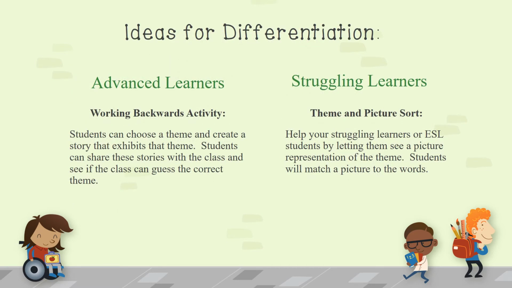Some ideas for differentiation. For your advanced learners, you could use the working backwards activity. Students can choose a theme and create a story that exhibits that theme. Students can share these stories with the class and see if the class can guess the correct theme for it. For your struggling learners, you can create a theme and picture sort. Help your struggling learners or ESL students by letting them see a picture representation of the theme. Students will match the picture to the words.